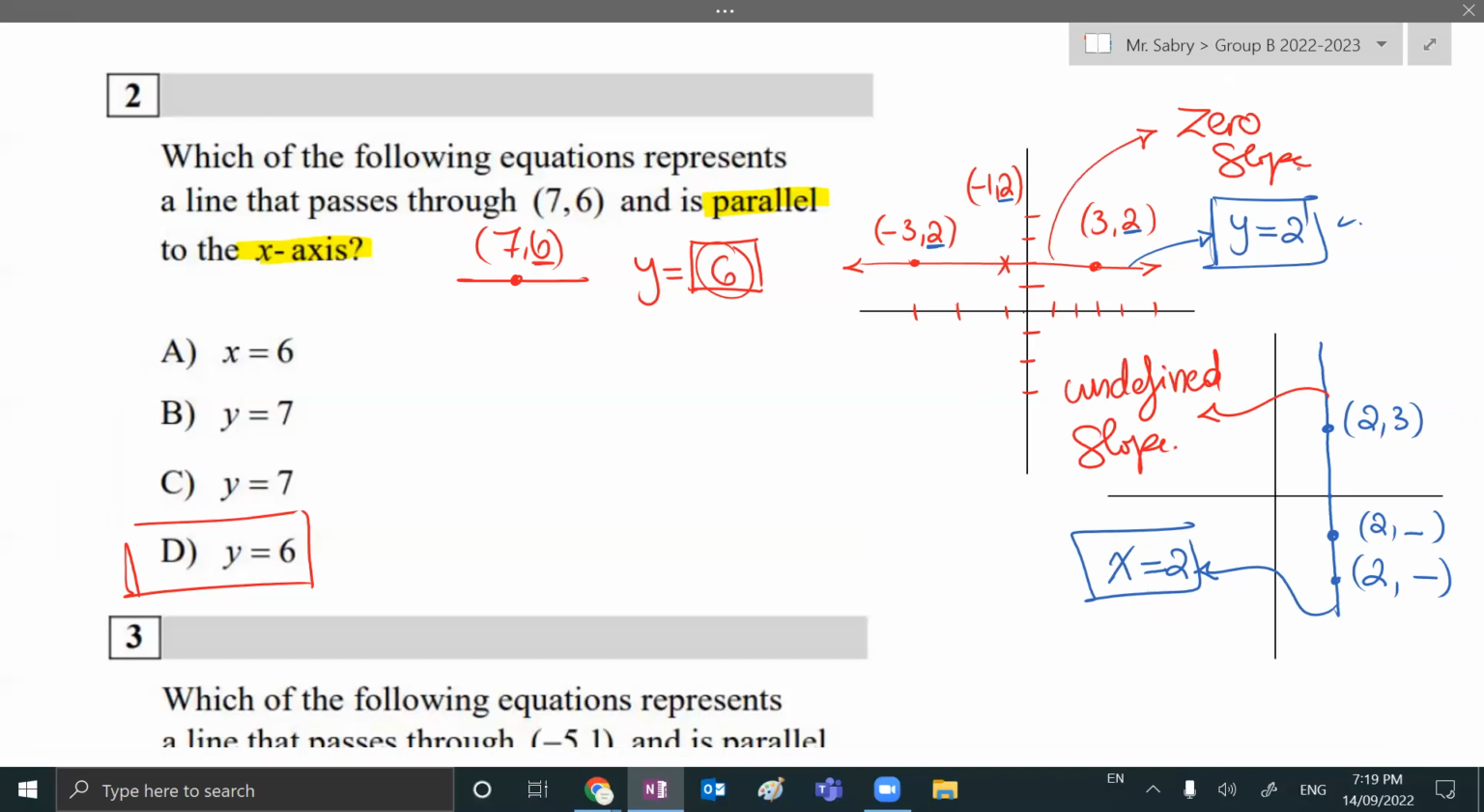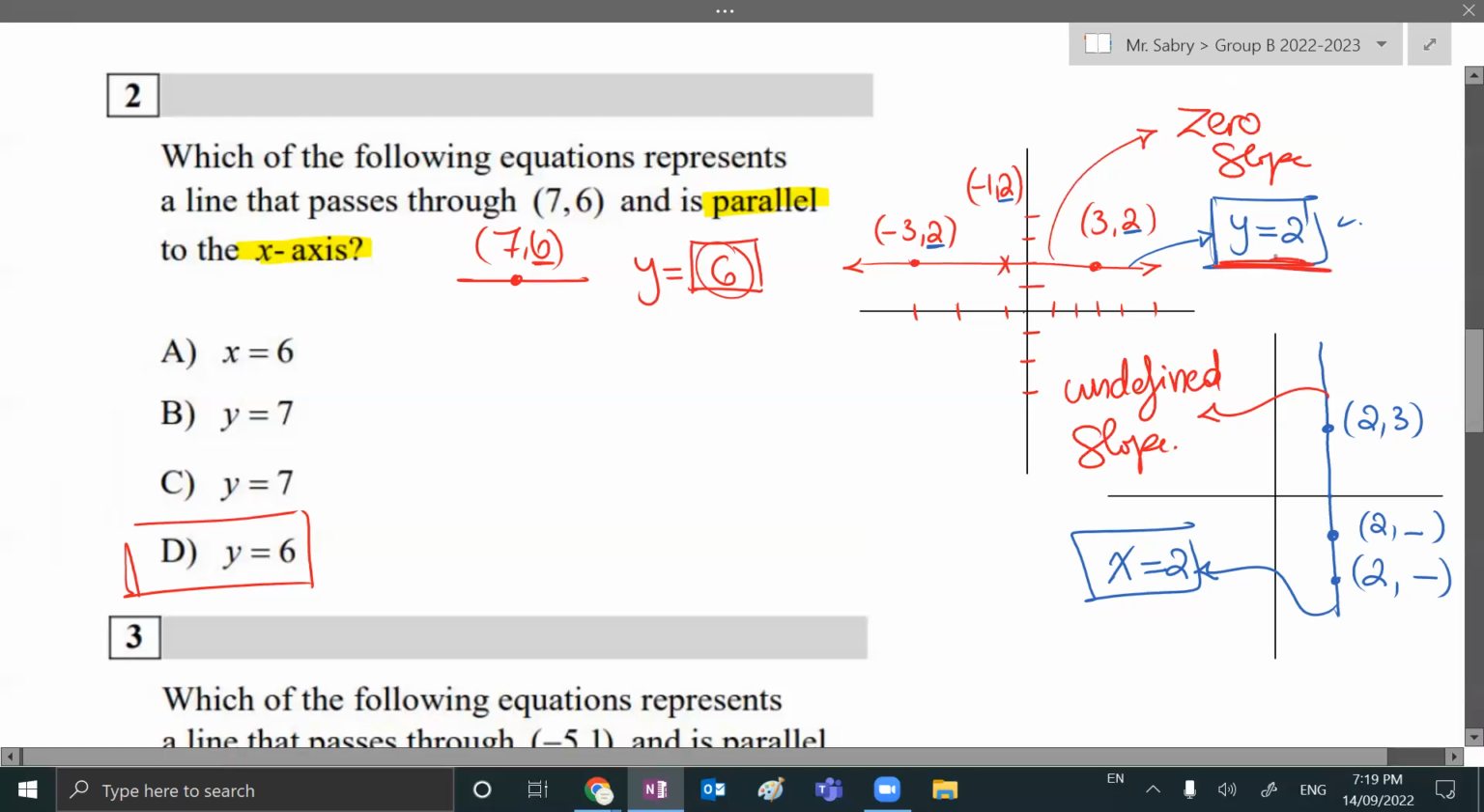An undefined slope means the line is vertical, while a zero slope means that the line is horizontal. Also, that means that if a line has an undefined slope, its equation is supposed to be x equals something, and there's no y. While if a line has a slope of 0, the equation should be y equals something. There's no x.